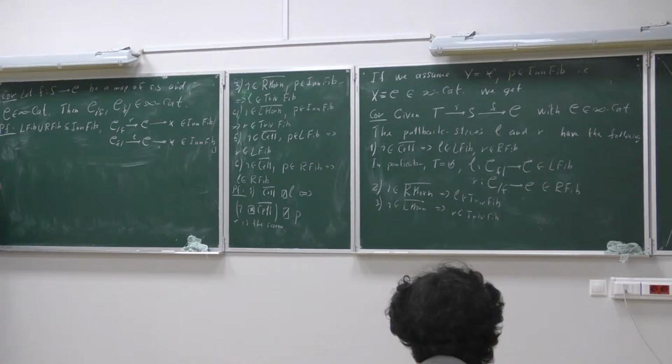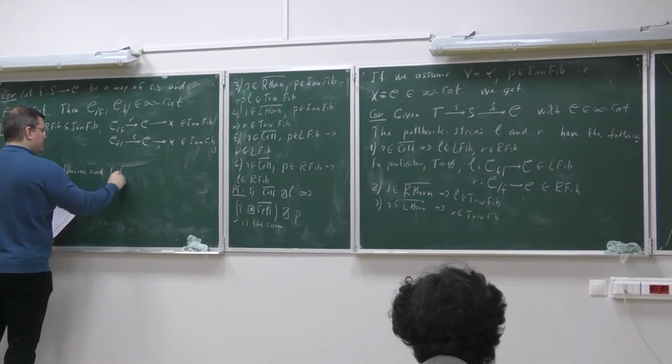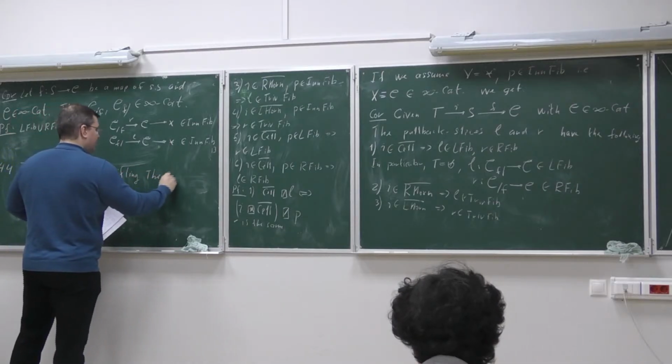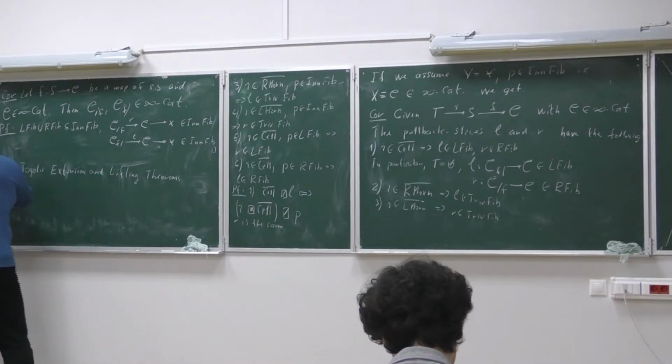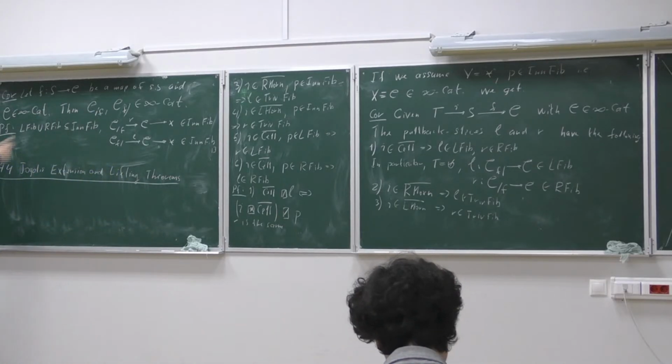So let's call this 4.4 Joyal's extension and lifting theorems. So the proof is based on this technique, on the lifting problems between these joins and slices, and also based on the notion of conservative functor and isofibration.